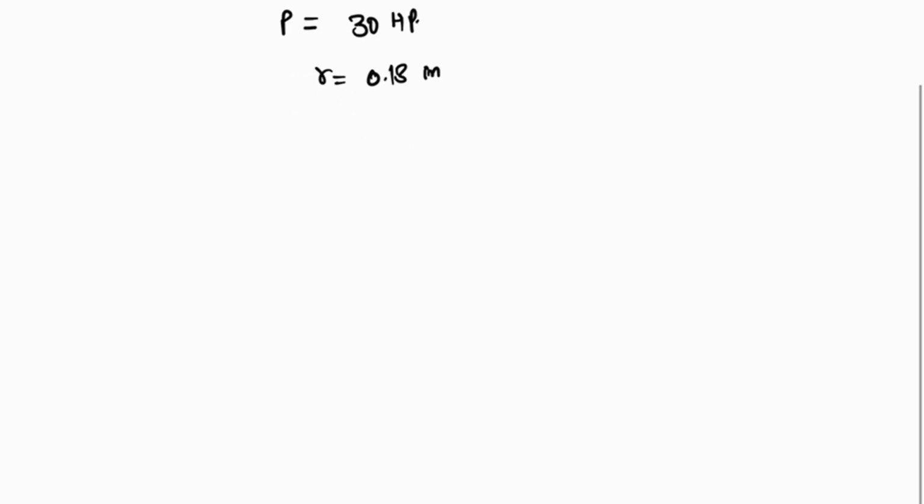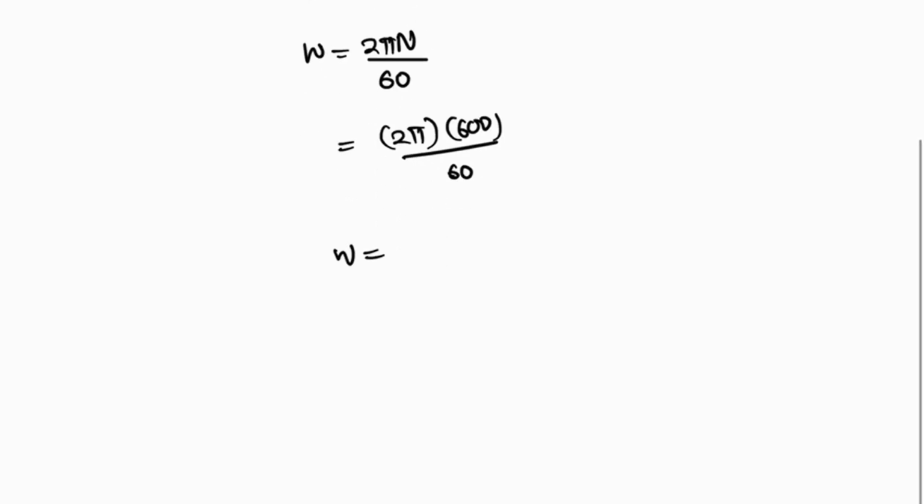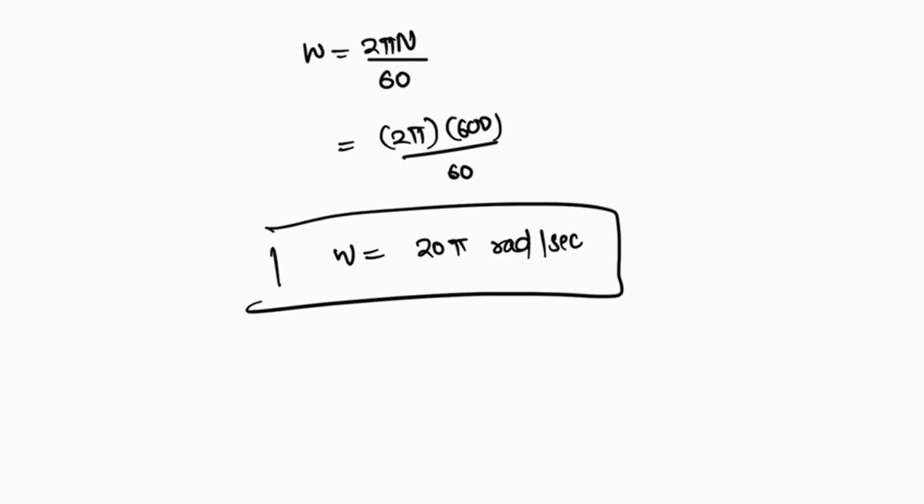So from here we can say that ω is equal to 2πn divided by 60. So this will become equal to 2π, and n is given to us as 600, divided by 60. Solving this term we get the value of ω equal to 20π radian per second. So this is the value of ω from here.